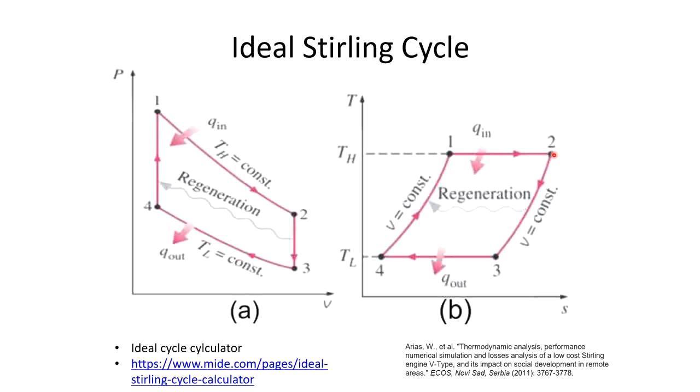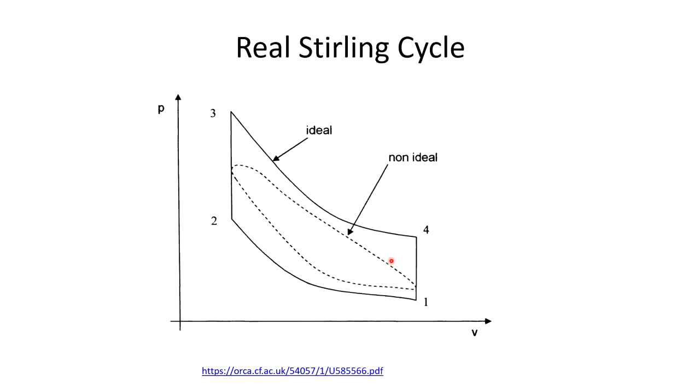the heat that would be rejected during this change 2 to 3 over here can be regenerated to the change 4 to 1, and by that we get just the isothermal heat addition and isothermal heat rejection, and it can be considered, or it is sometimes described as, a generalized Carnot cycle.